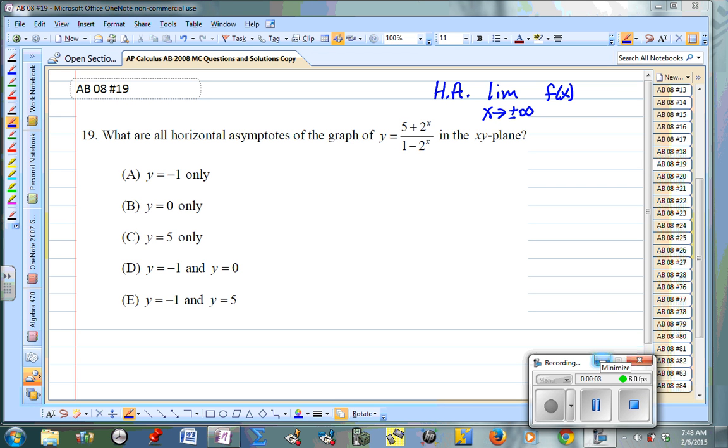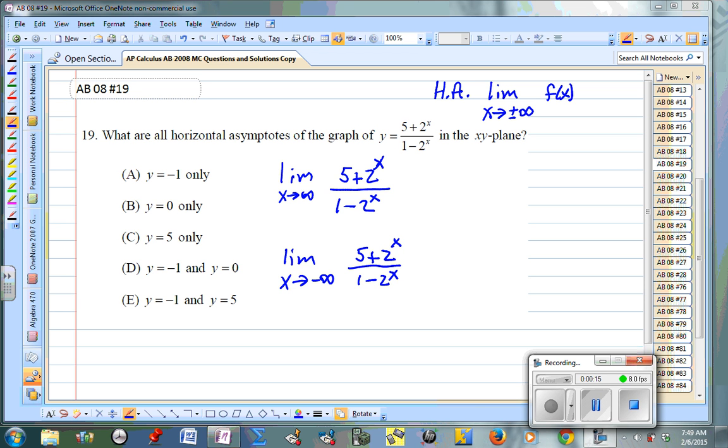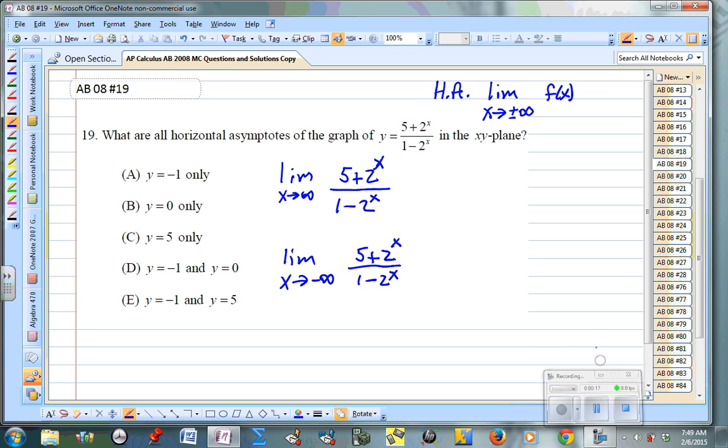In problem number 19, we're asked to find the horizontal asymptotes of a function. What we need to remember is that to find a horizontal asymptote, we want to find the limit of this function as x approaches both positive and negative infinity. The thing that a lot of people forget is they forget to check what's going on with this function as x approaches negative infinity. We need to check both directions.